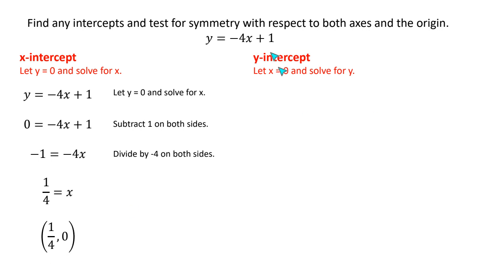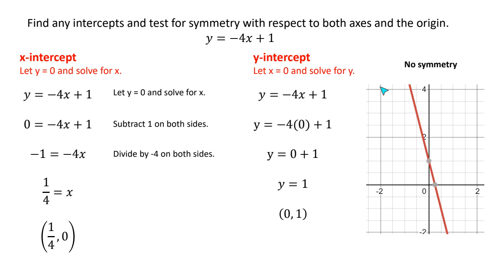For the y-intercept, you always let x equal 0 and solve for y. So for x, we're going to let it be 0. 0 times negative 4 is going to be 0. Plus 1, we get y equals 1. So these are 2 points, and those are the x and y-intercept. And if you were to graph this point and this point, then you would have this line. And just by looking at the line, we know that the graph has no symmetry.